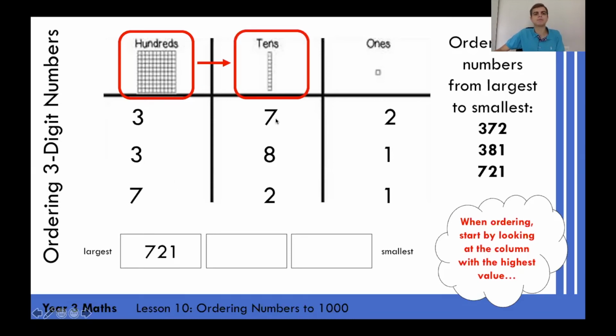This one's got 7 tens, 372. This one's got 8 tens, 381. Okay, so which of those numbers is largest? The one with 7 tens or the one with 8 tens? Which one's got more tens? Well done, 381, because 8 tens is more than 7 tens, isn't it? They're equal in the hundreds, so I move on to my tens. This one's got 8 tens, so I'm going to put that one in, which means my smallest number then is 372. Fantastic. Well done. So can you see, if I need to use place value counters or Deans, I can. But if not, I can still use my place value grid and just write the numbers in.